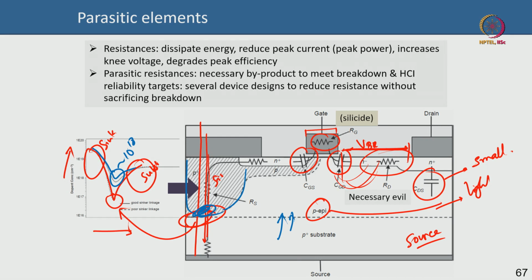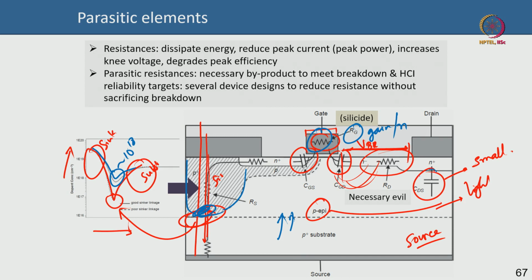Okay. All these different parasitic resistances, they will dissipate energy, they will reduce your peak power performance. Okay. They can also affect your gain, gate resistance can significantly kill your gain. Okay. Your efficiency, your gain, your knee voltage, everything is going to be dependent on the resistances.